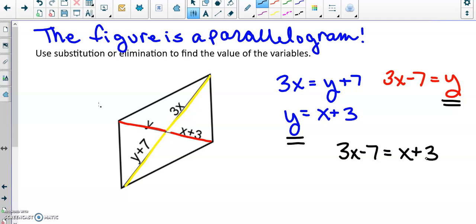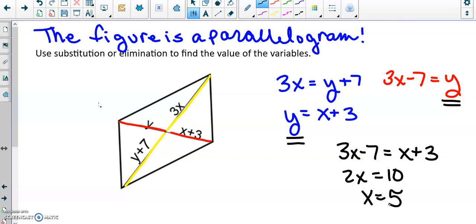Solve for x, subtract the x from both sides. So 3x minus x is 2x. Add the 7 to both sides. 7 plus 3 is 10. And so x is 5. It says find the value of the variables. That means both of them.